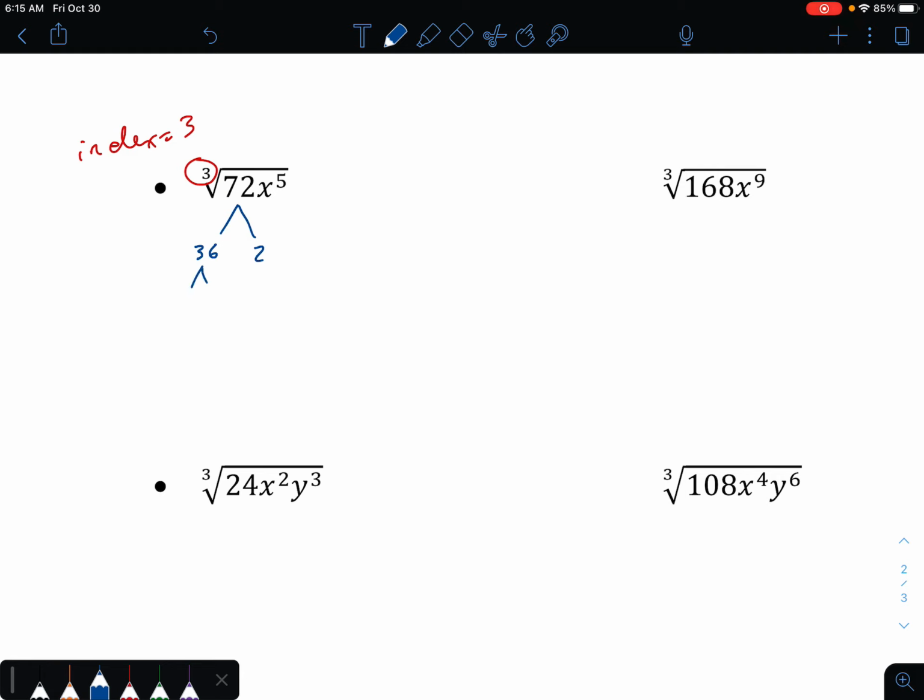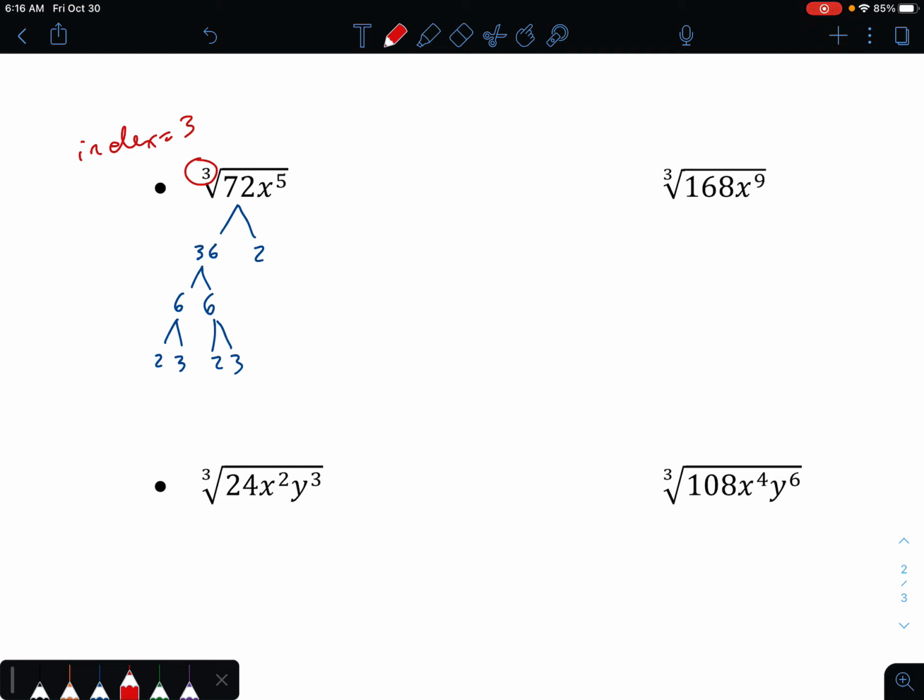So what do we do? Well, just keep going. Split up my 36. We know it comes down to 6 and 6. Those are not prime. We get it down to 2 and 3 and 2 and 3. All of those numbers are prime. 2, 3, 2, 3, 2. All my numbers at the end of the branches are prime.